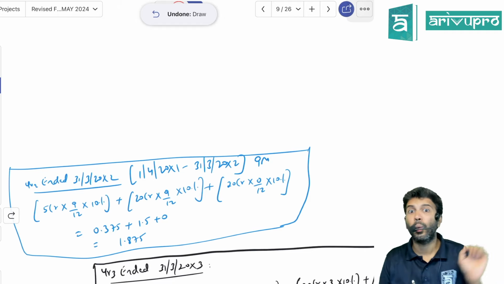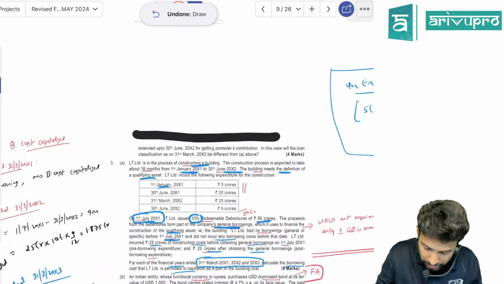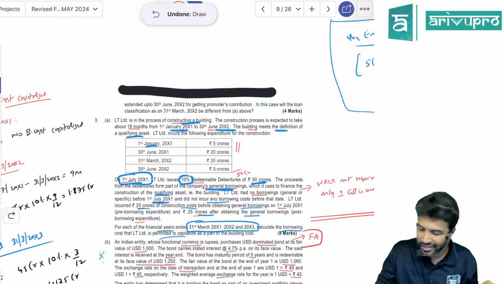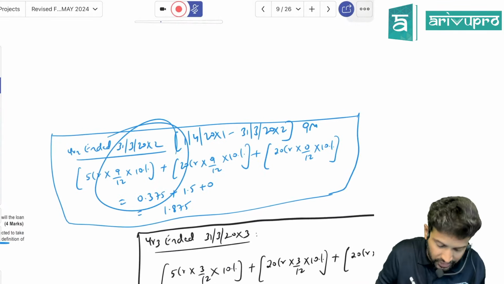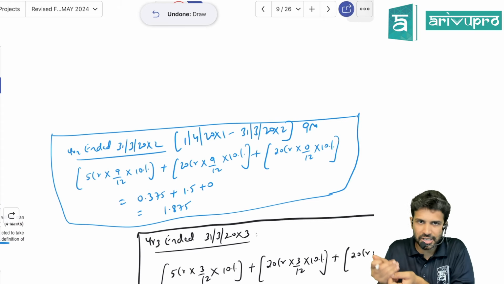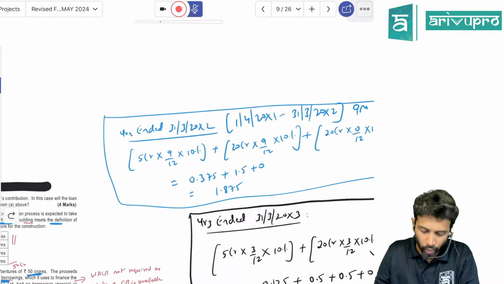Understood, everybody? Why 9 by 12 again? Though the current year is for 12 months, you took the borrowing only on 1st July. That means 1st April, May, June, for 3 months in this year, borrowing was not there. So the weight here you will give in months, right? So here you'll do 9 by 12. Comfortable, sir? Okay. Now, what and all was there?